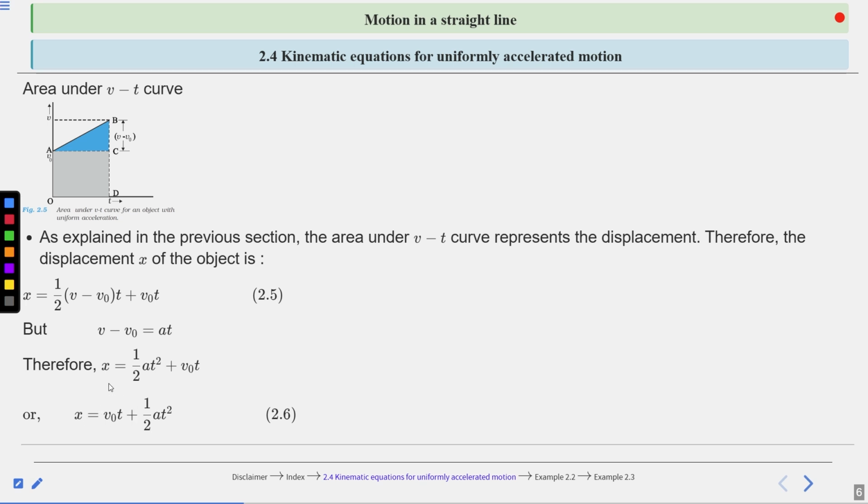So after calculation, the formula becomes x is equal to v naught t plus half a t square. Here x represents distance, or we can say displacement, v naught is the initial velocity, t is time, and a is acceleration. So this is the displacement x of the object, and this relation is very important.